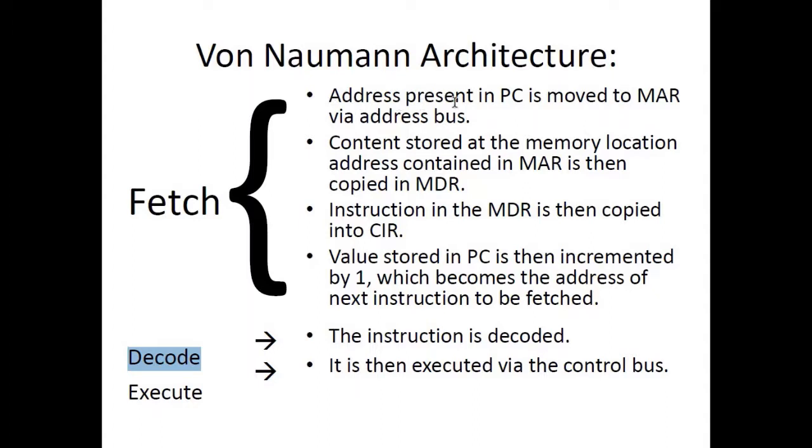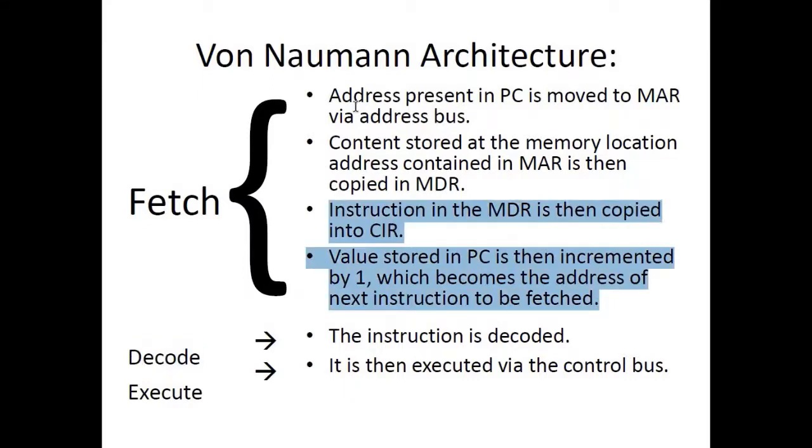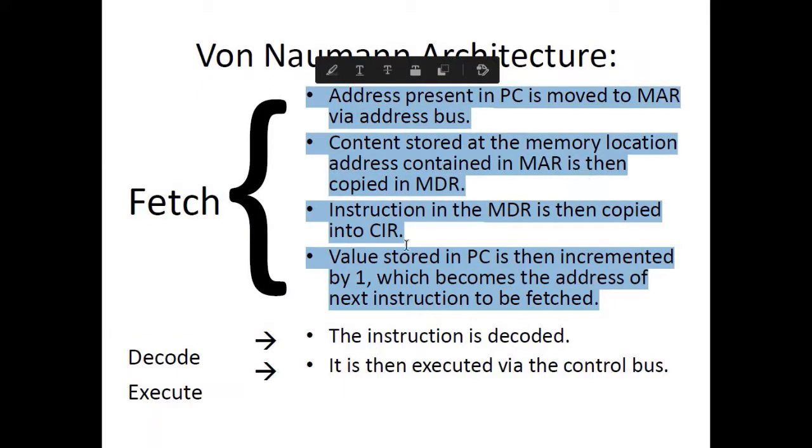So first of all, the address present in PC is moved to MAR via address bus. Content stored at memory location address contained in MAR is then copied into MDR. Instruction in the MDR is then copied into CIR. Value stored in PC is then incremented by 1, which becomes the address of next instruction to be fetched. These 4 points are the steps of fetch cycle.